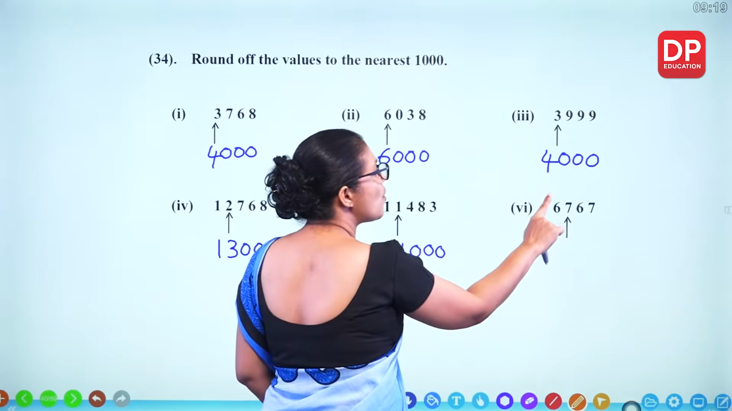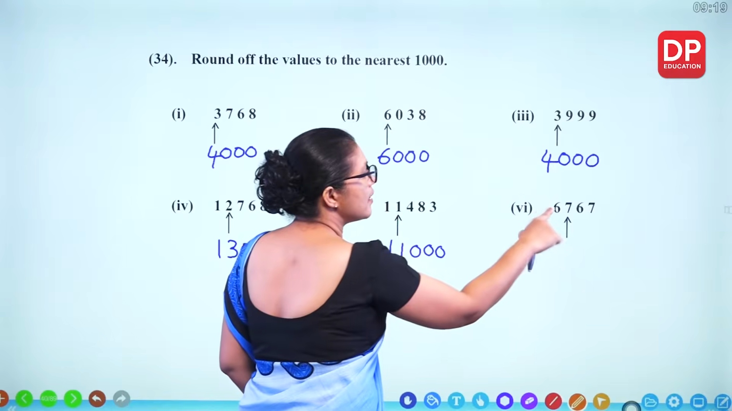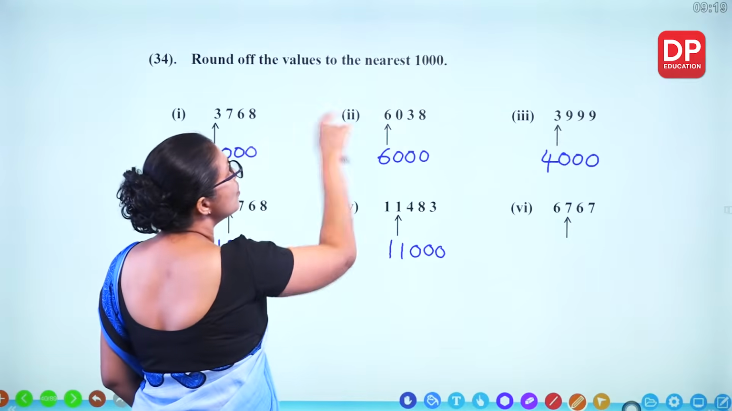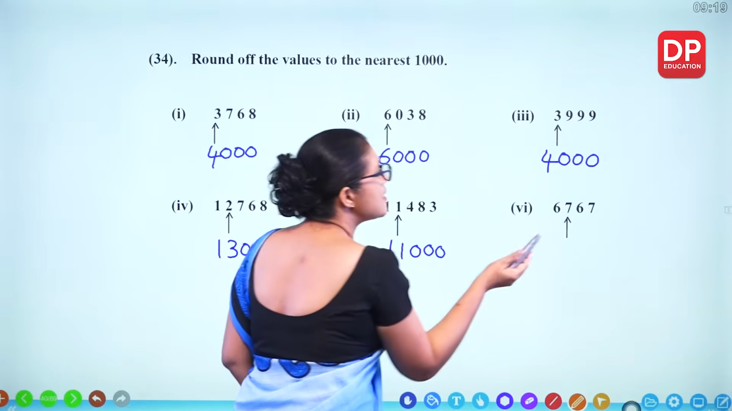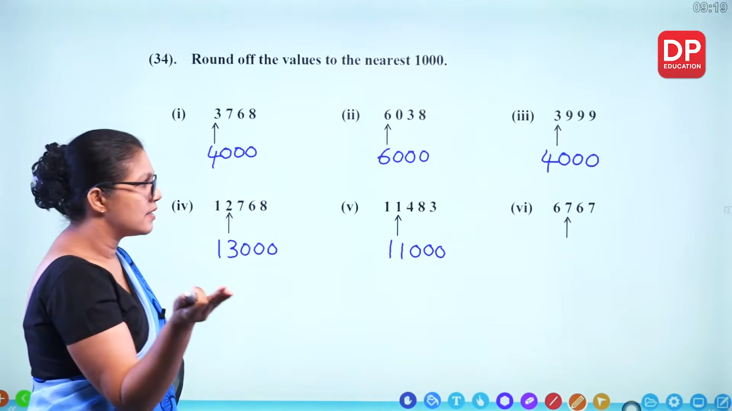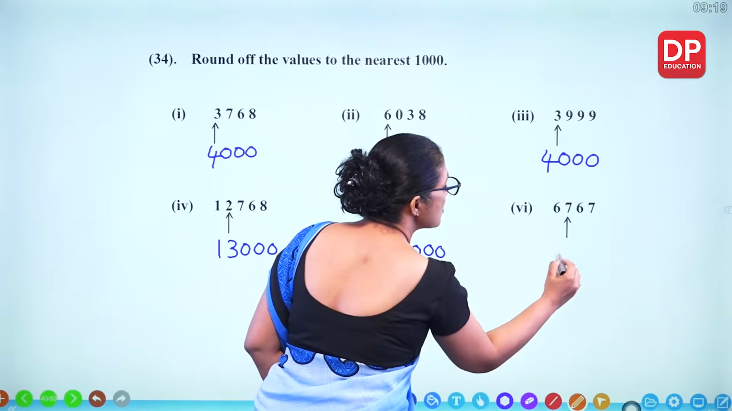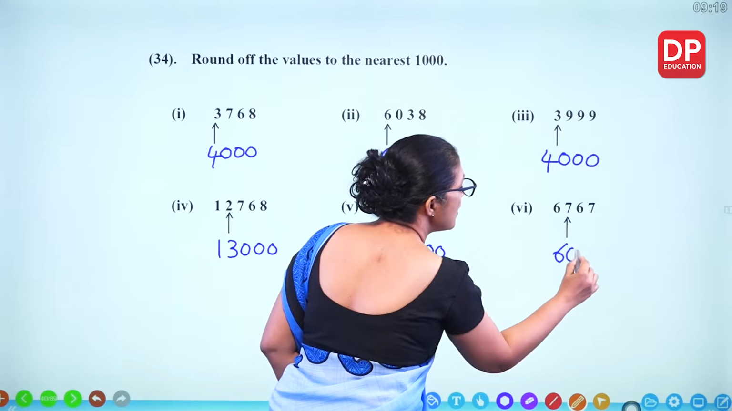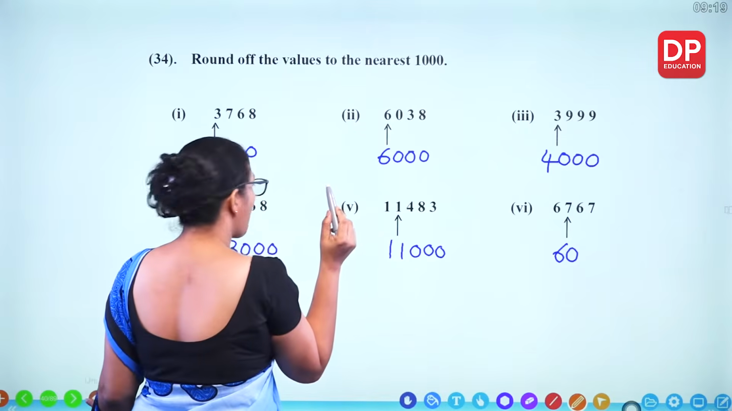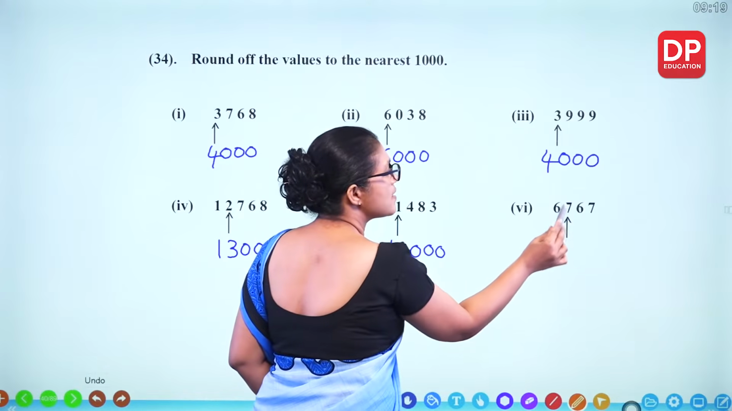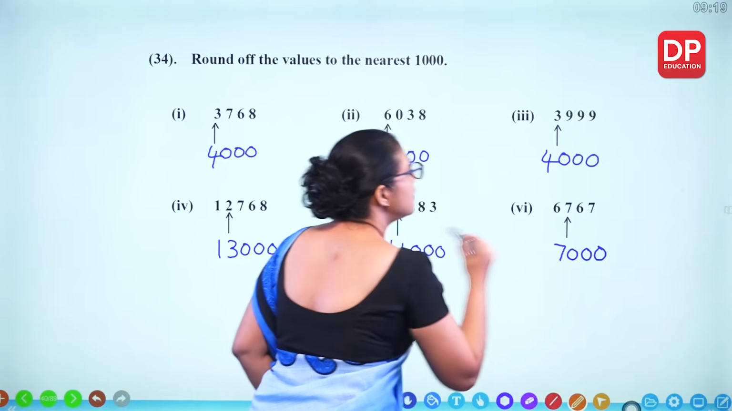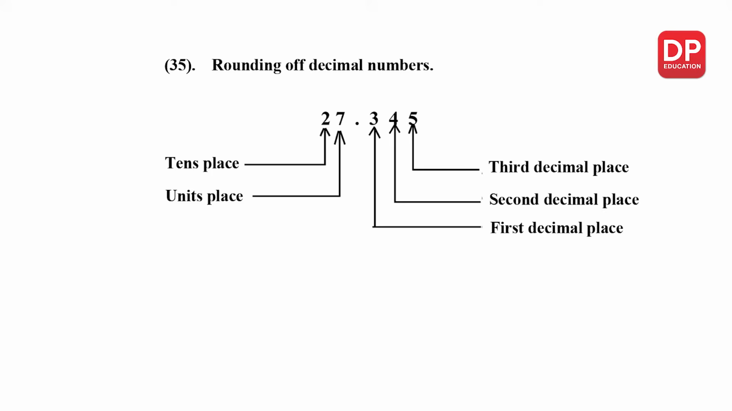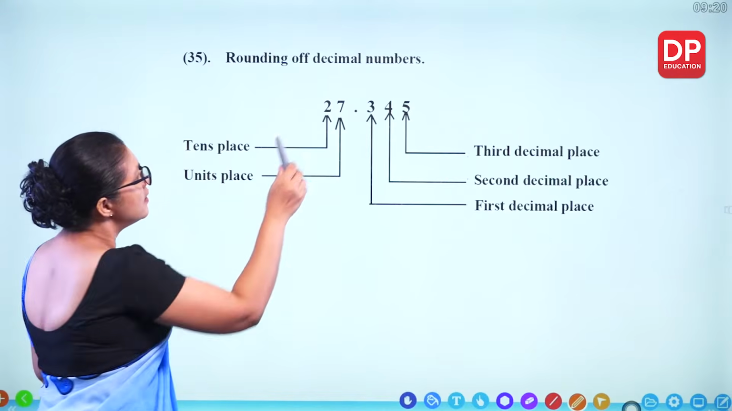This one, 6,767. So this one you need to find out closest to 1000. So this is the place. Is it 6,000 or 7,000? This is 6,000 because this is more than half of the value. So you need to add 1. So 6,767 is close to 7,000.